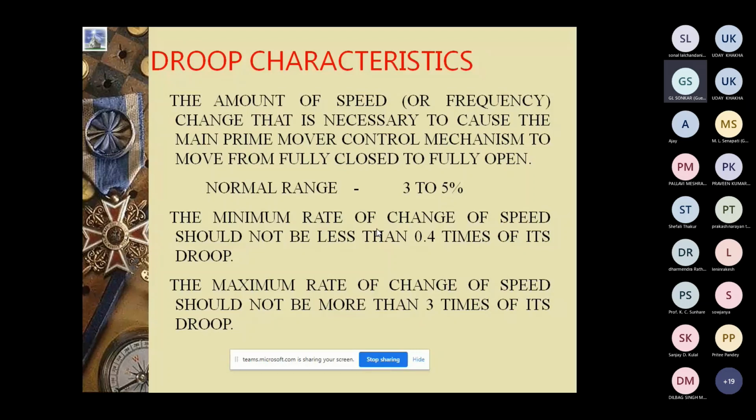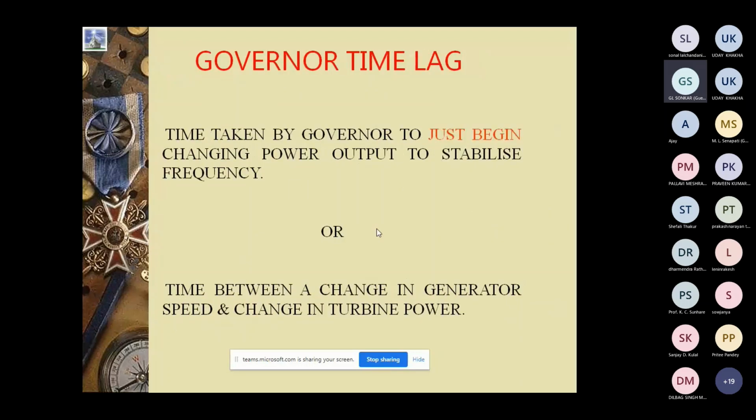Then when your output is approaching the set point, normally this will go down. Then this is the lag time, the time between a change in generator speed and change in turbine power. It is the time taken by the governor to just begin changing the power output to stabilize the frequency. This is in the power plant. In the SCADA you will see there is a power rise curve. Sometimes you have to set the power rise rate, that means megawatt per second.